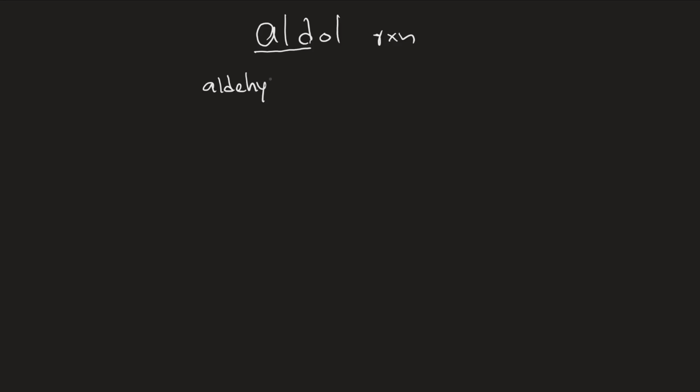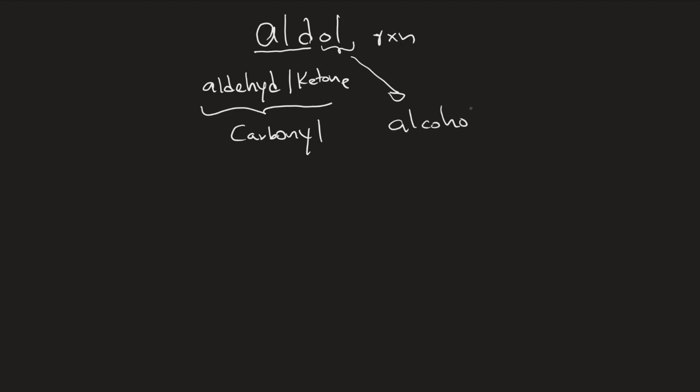Hi there, let's look at aldol reactions. So here, ald comes from aldehyde or ketones, which means there is a carbonyl group functionality, C double bond O. Ol is for the alcohol, the OH functionality. So you have RC double bond O-R for aldehyde or ketone, and ROH for alcohol. These are the ones involved in an aldol reaction.